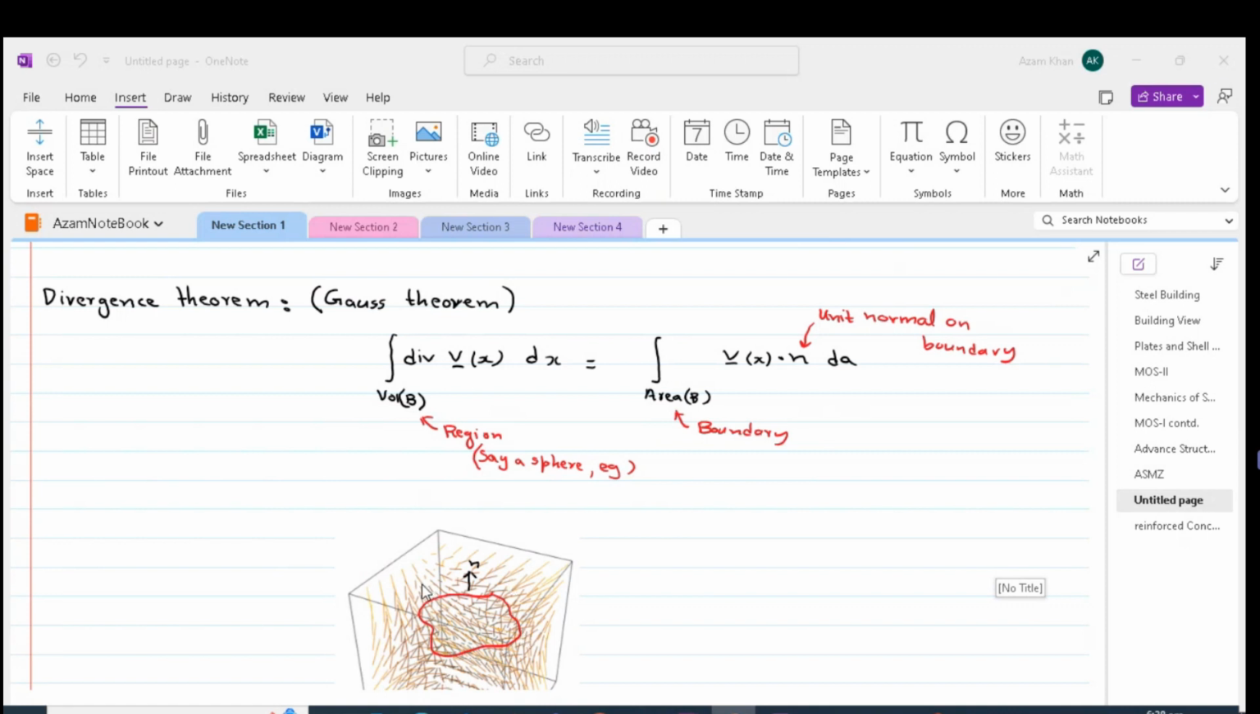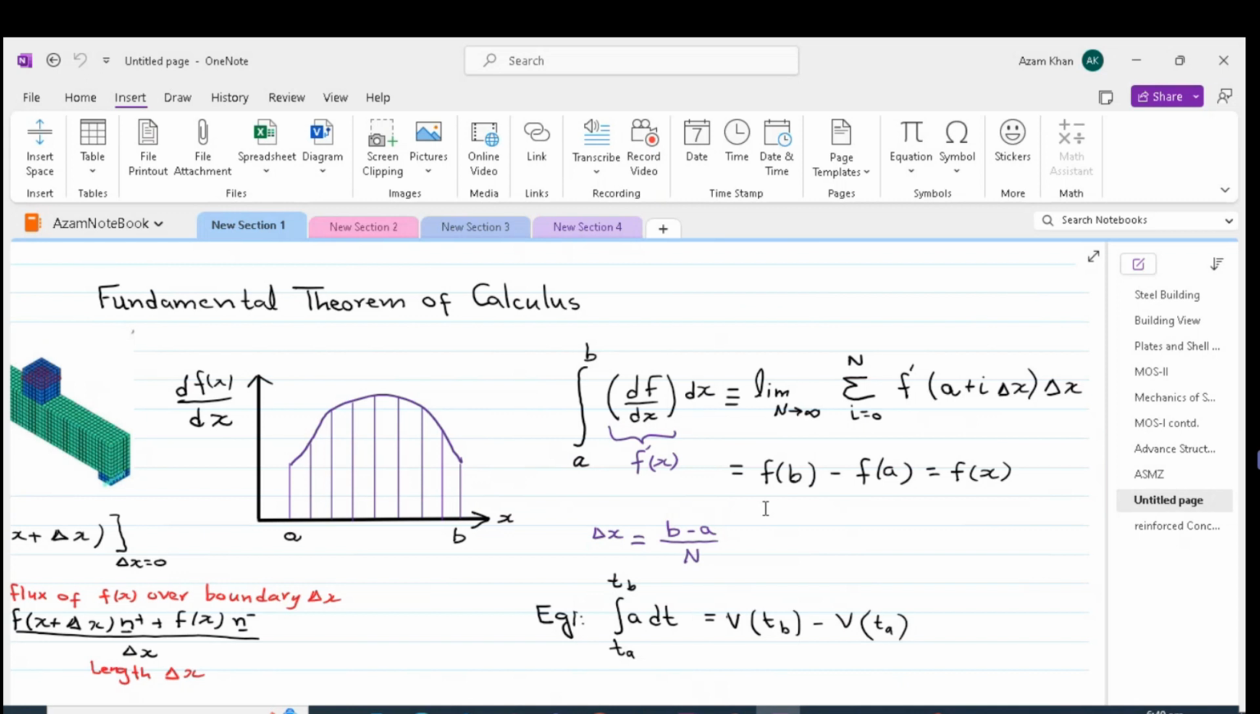We can also say that the flux through a volume of a sizable body is equal to the flux through the surface area of the same body.